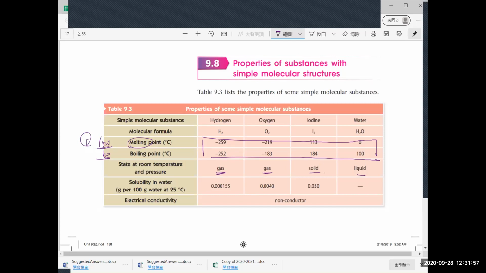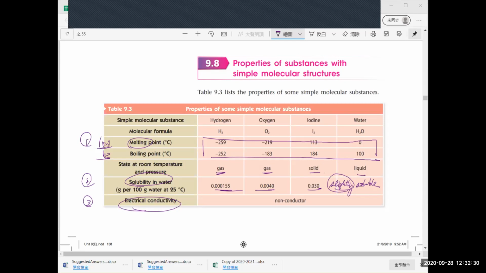Second, I would like to share with you the solubility. You may find that even though it is said to be soluble in water, it will have a very slight number. We describe it as slightly soluble, not soluble. Very, very poor solubility in water. And third is the electrical conductivity. Whatever state they are in, we describe them as non-conductors.